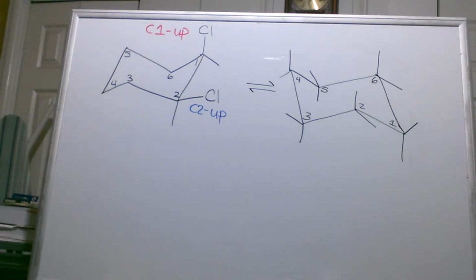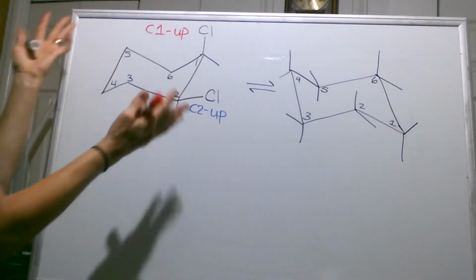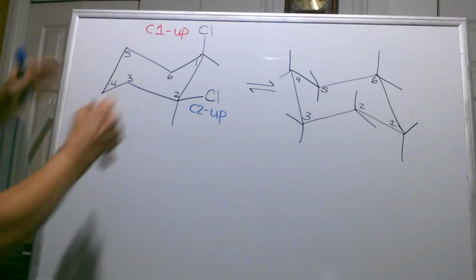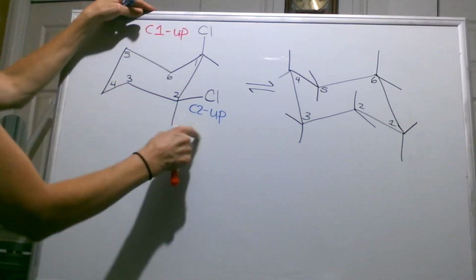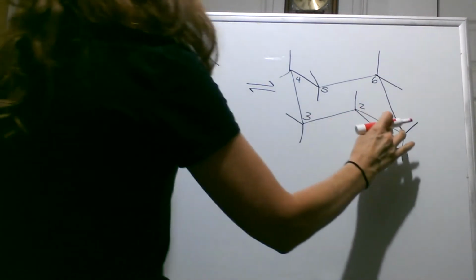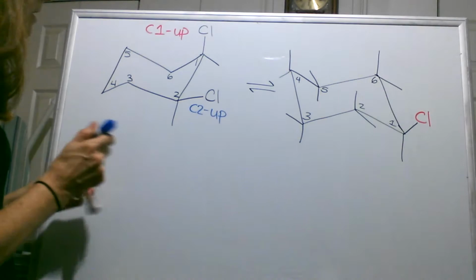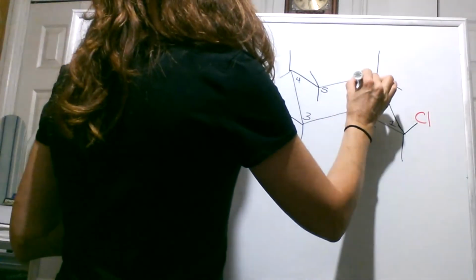Okay, so to draw the ring flip then, we just have to find what we have. Turns out they're both chlorines. Put them on the right carbon number and point them in the direction that they already were. So for carbon 1, we have a chlorine that's pointing up. For carbon 2, we have a chlorine that's pointing up.